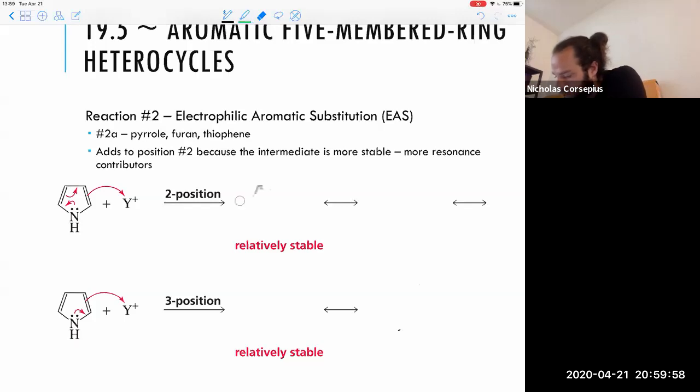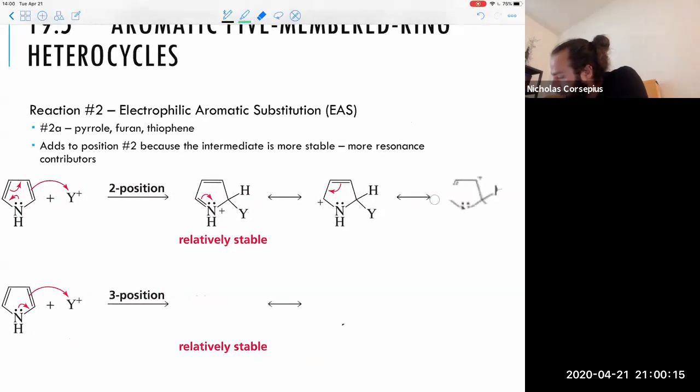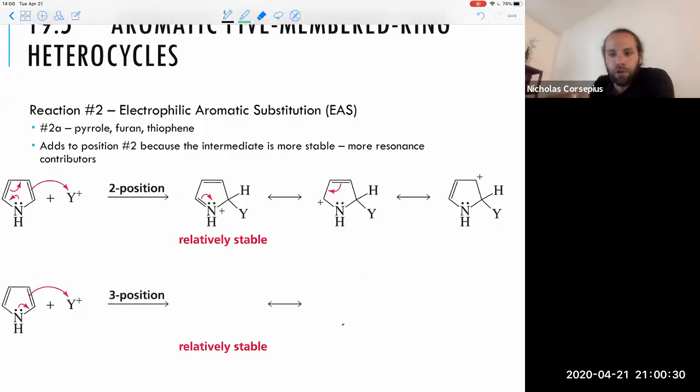All right, so the 2 position. Again, the first thing we're going to see is that positive charge jumps onto that nitrogen. That's relatively stable to have a charge on that atom there. But then we can also draw two more resonance contributors for that intermediate. These are all intermediates in this reaction, and you're still going to have to remove that hydrogen in order to reform the aromatic ring. But again, it's all about spreading that charge out across the ring. So here we have three different resonance contributors.